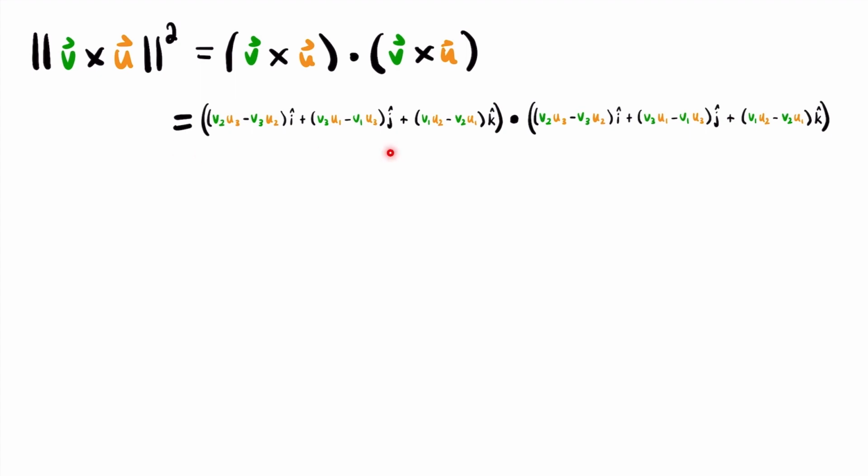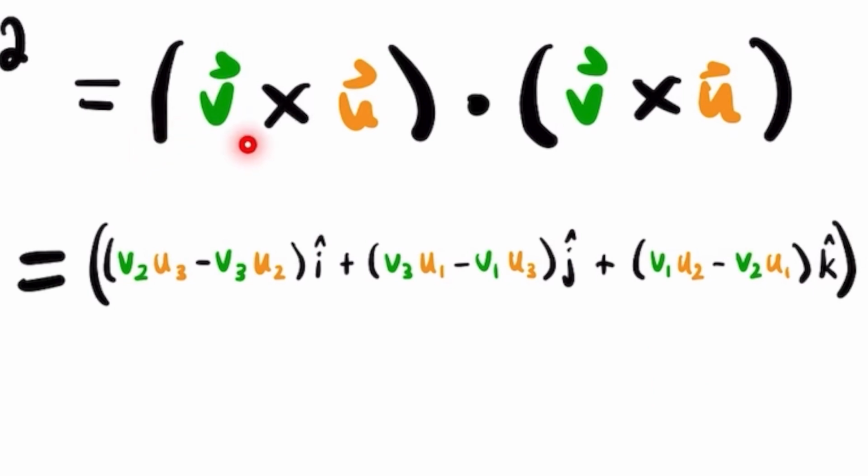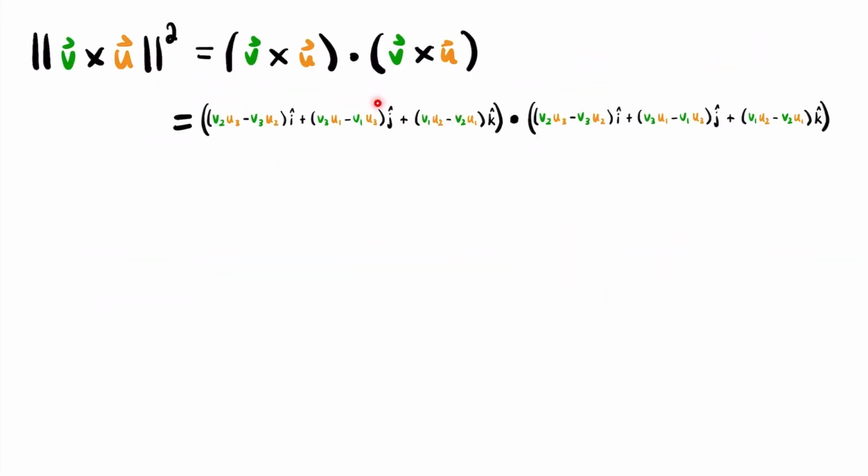I apologize that they're so small, but by the definition of the cross product, this is what vector v cross vector u would look like. So we have that vector multiplied by itself. And remember that the dot product is calculated by taking the sum of the product of corresponding components. So we would take this x component, multiply it by this x component, add that to this y component multiplied by this y component, and then add that to multiplying this z component by this z component, and that would be your dot product.